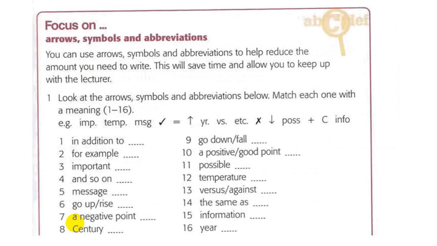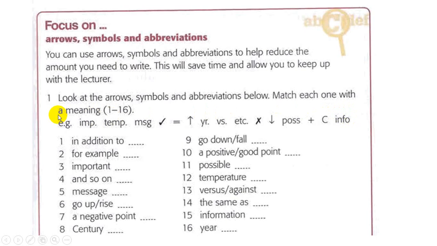Let's move on to focus on arrows, symbols, and abbreviations. Actually, this box is really interesting and you can make use of it in your daily life. In order to be as fast as possible and catch the main idea in time, you have to use arrows, symbols, and abbreviations to help reduce the amount you need to write. This will save time and allow you to keep up with the lecture. First, look at the arrows, symbols, and abbreviations below. Match each one with a meaning from 1 to 16.